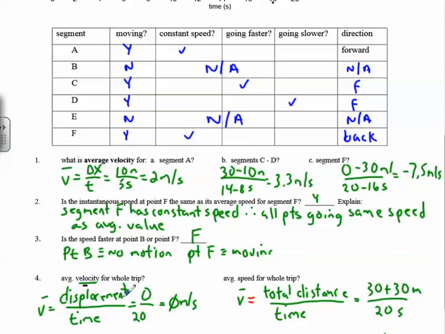For the average velocity of the whole trip, our displacement was 0, so in essence we didn't go anywhere. And then the speed tells us really how quickly we were moving the entire time. Okay, so that sums up the ideas of motion graphs. We'll do practice in class next time we meet.